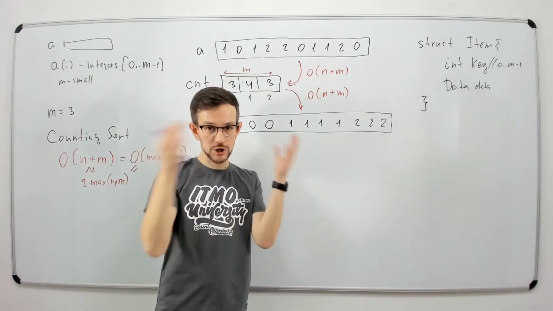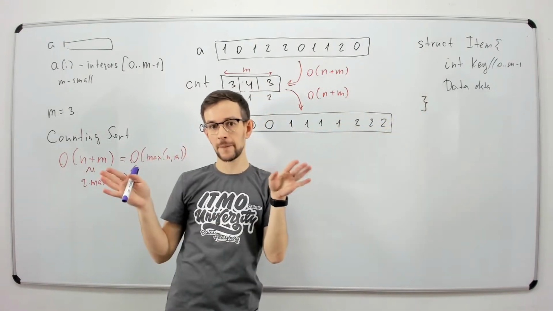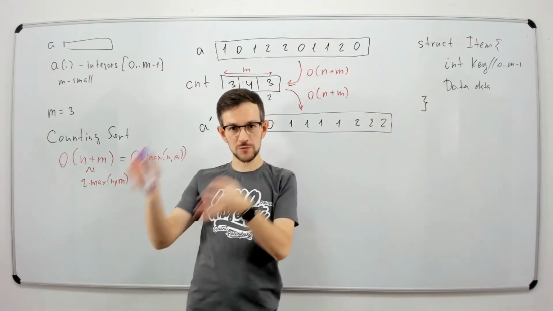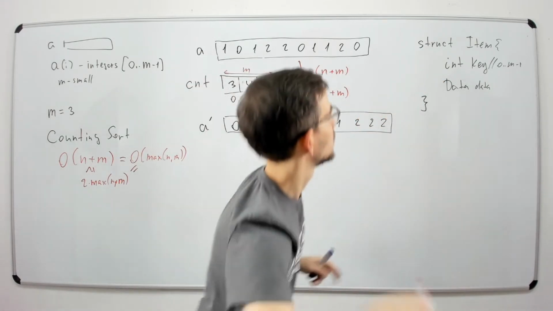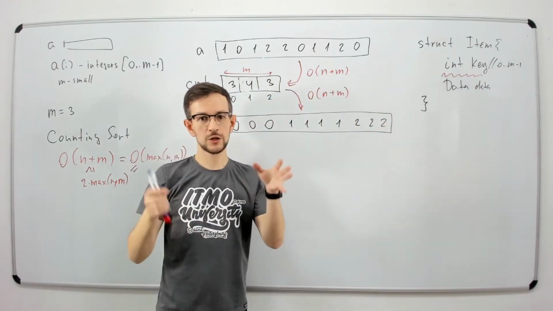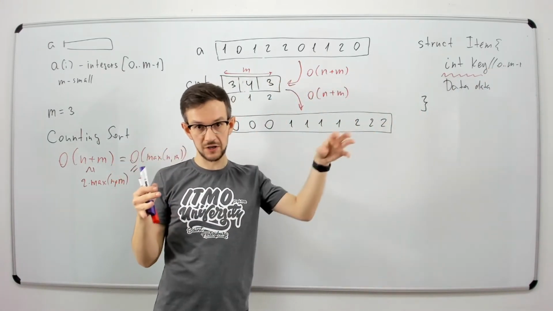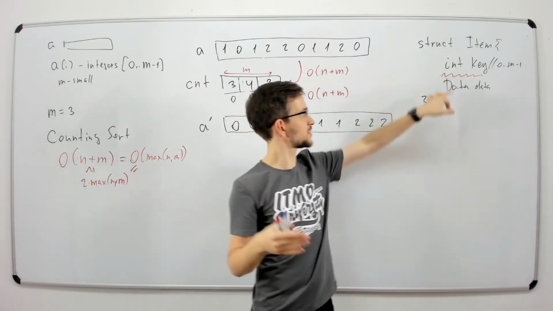So you have some objects. Each object has some important information here. And you want to sort these objects by this key. So this is the key, and you want to sort these objects using this key. So when you compare two objects, you compare these keys.